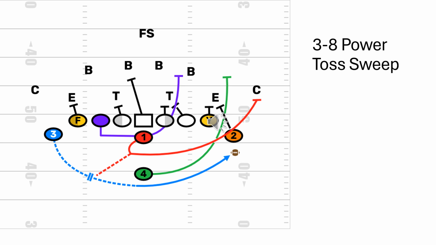All right, let's review some plays. In this case, the 3-8 power toss sweep. On the drawing, and every drawing in our playbook, you'll see a football symbol. That football symbol will always symbolize who is carrying the football. You also notice the blue dotted line on the three back's running path. What the dotted line is symbolizing is motion.